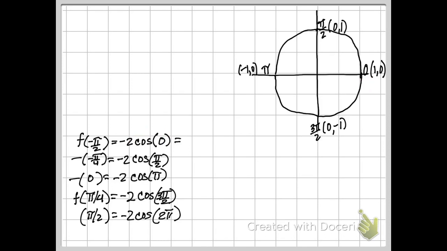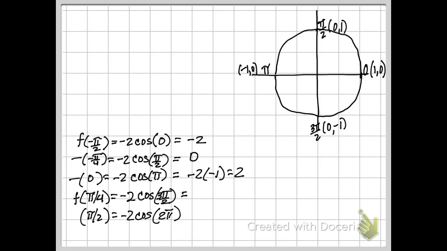So this is negative 2 times 1. The cosine of pi over 2, I go here to pi over 2, and I take the x-coordinate, which is 0. So the cosine of pi over 2 is 0, and negative 2 times 0 is 0. And then cosine of pi, going here, the x-coordinate is negative 1. So that is negative 2 times negative 1, which is positive 2.